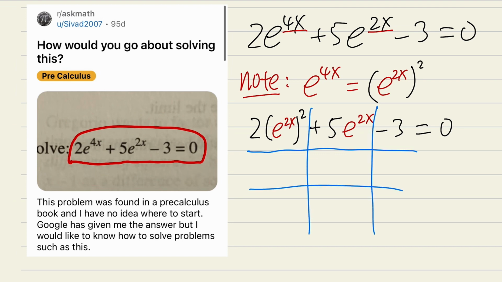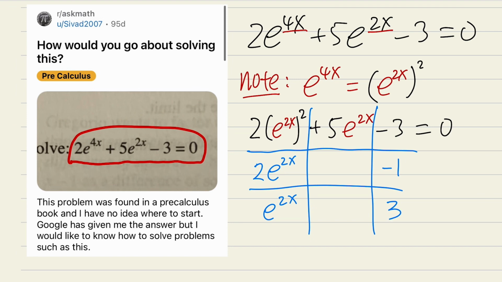To do so, you first ask yourself, what times what will give you 2(e^(2x))^2? Well, one combination we can use is 2e^(2x) times e^(2x). You see, 2 times 1, technically there's a 1, is 2. And e^(2x) times e^(2x) is exactly (e^(2x))^2. And then we move to negative 3. We ask ourselves what times what will give us negative 3, and we can use 1 and negative 3, or negative 1 and 3. The correct combination is negative 1 goes here, and 3 goes here.